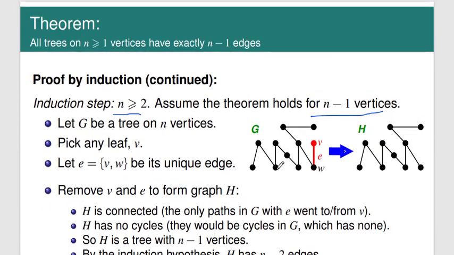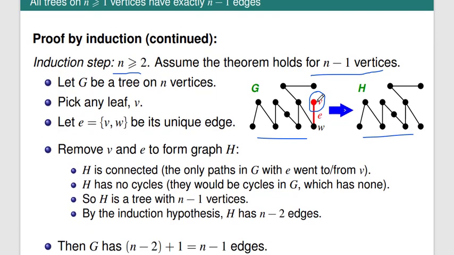So now this is graph g, this is graph h. We remove one vertex and its edge from graph g, and we make a new subgraph. So we have now removed vertex v, a leaf, so its edge is also removed. Now h is also connected. Why? Because g is also connected. h has no cycle because g also has no cycle.